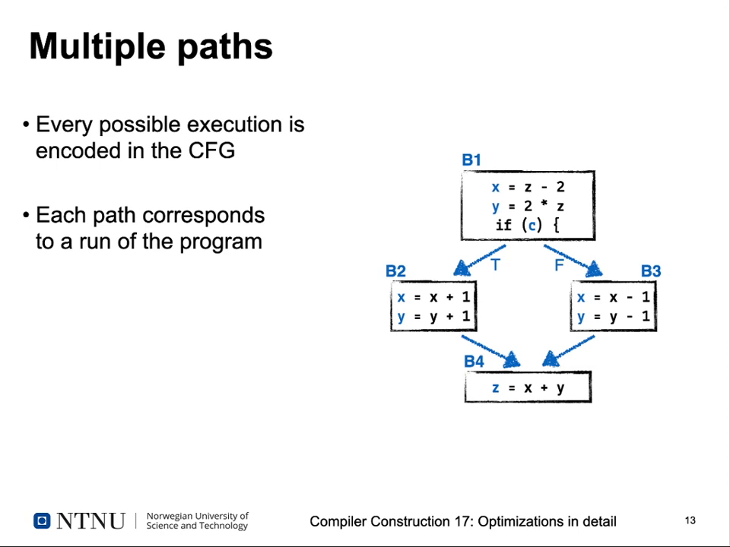And C could maybe be a variable you just read from the keyboard to be true or false. So you could not actually predict what the value of C was when you statically analyze the program, because you can't really predict the input.